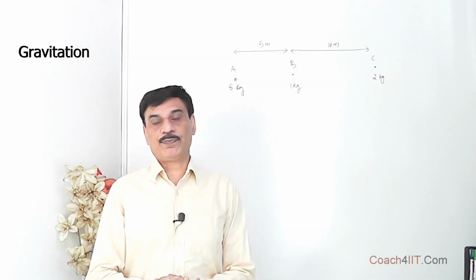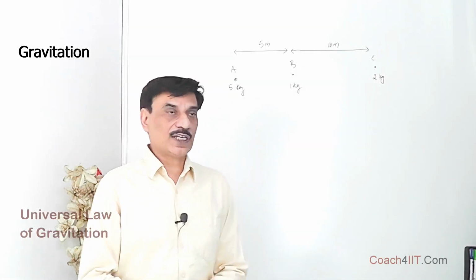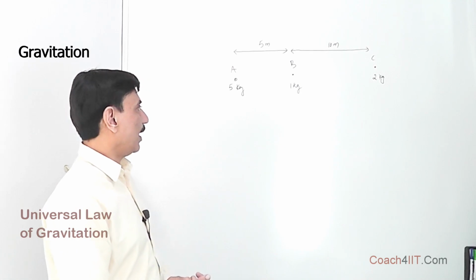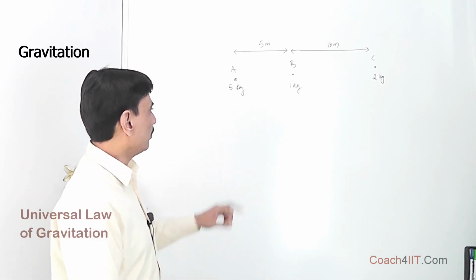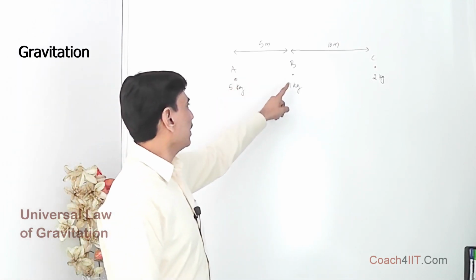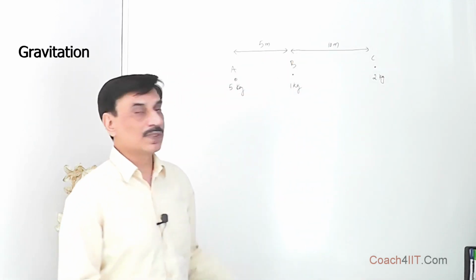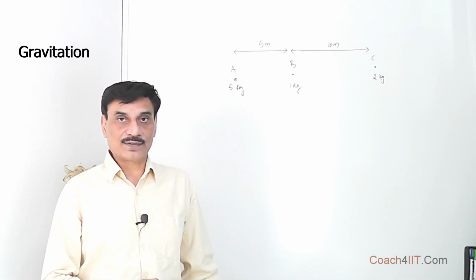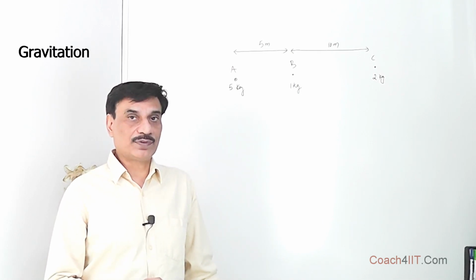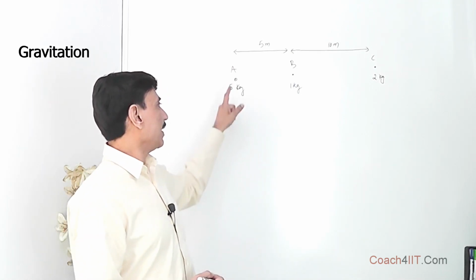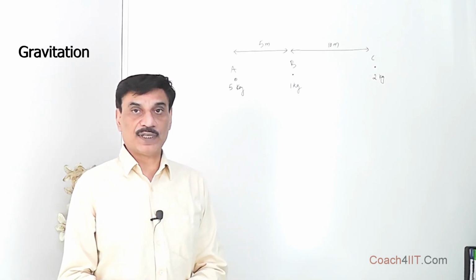Example of 3 point mass bodies which are placed on a straight line. The distance between point mass body A and B is 5 meters, between B and C it is 10 meters, and all of them lie on a straight line. We are asked what is the force which is experienced by, let's say, the 5 kg point mass body.